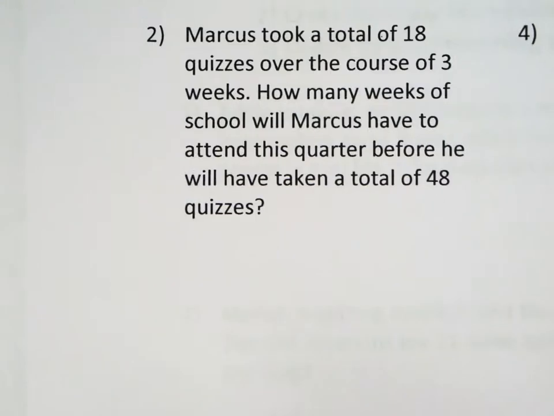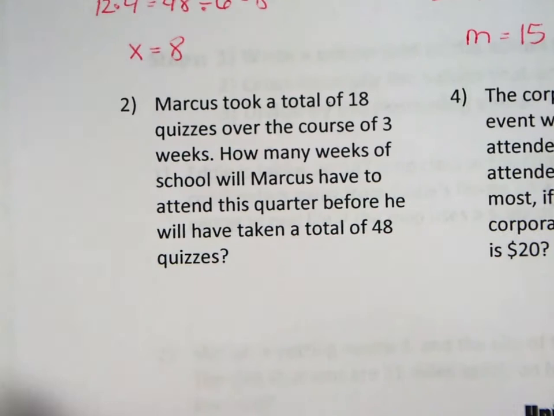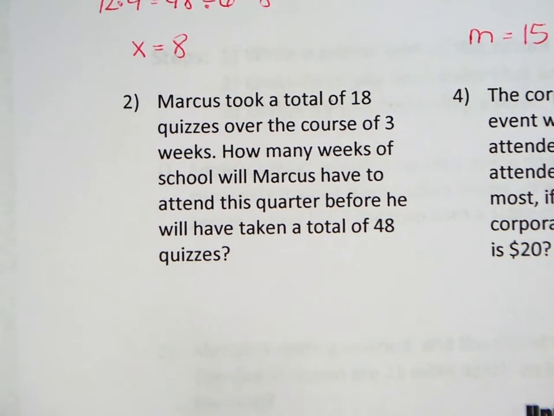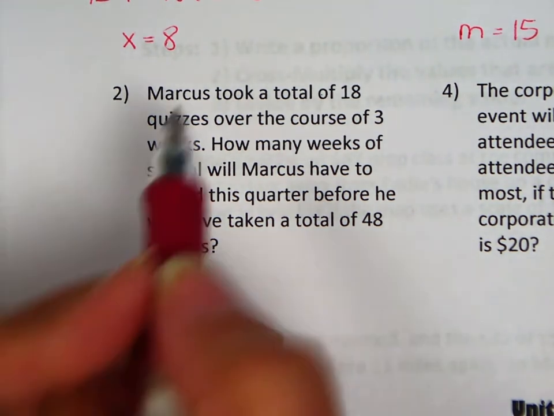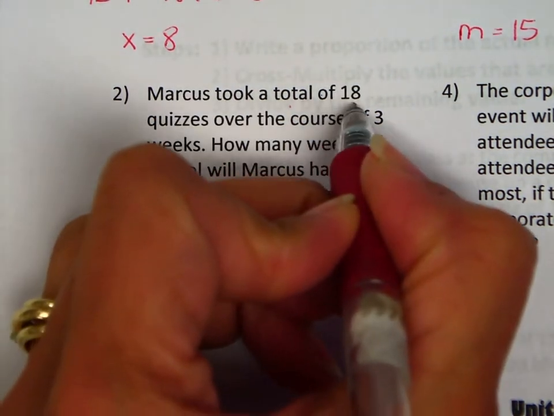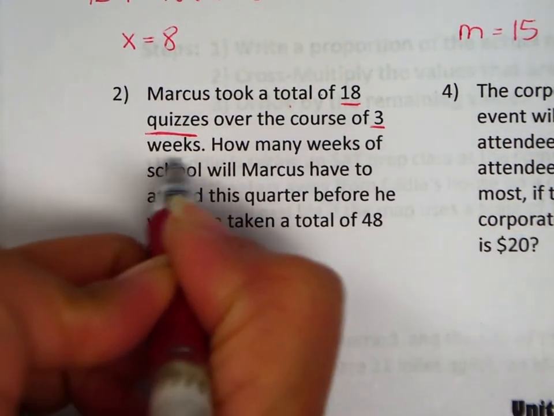And now we're going to try some word problems. Whenever we do word problems, we need to know what the comparison is. So looking at number 2, Marcus took a total of 18 quizzes over the course of 3 weeks. How many weeks of school will Marcus have to attend this quarter before he will have taken a total of 48 quizzes? Well, our first clue is in our first statement, which is telling us what our comparison is. Marcus took 18 quizzes over the course of 3 weeks.